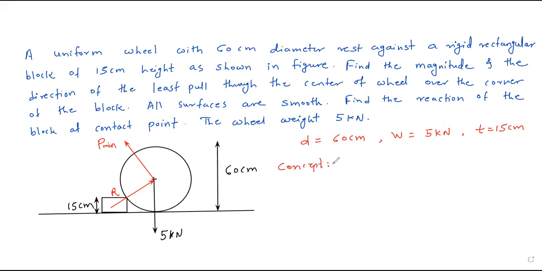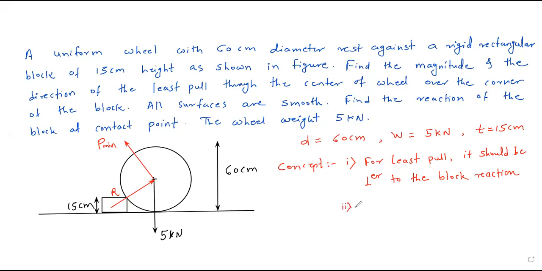The first concept for this numerical is that for the least pull, it should be perpendicular to the block reaction. So this is the first concept.